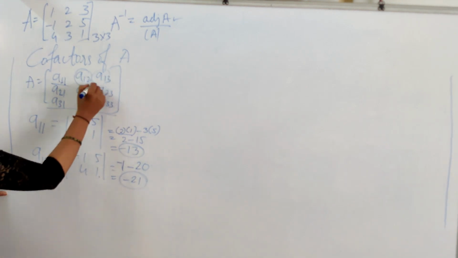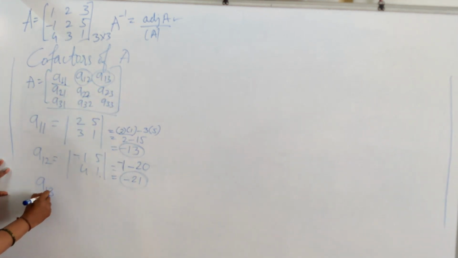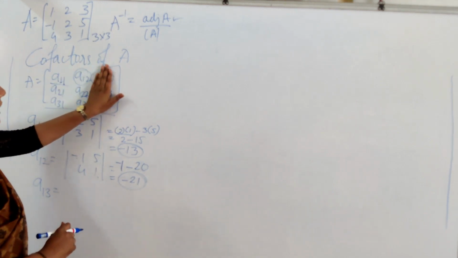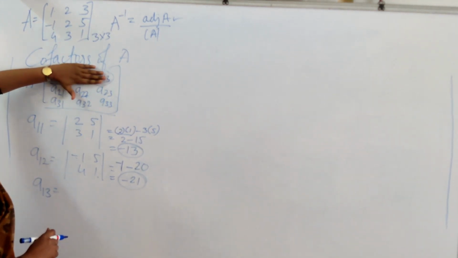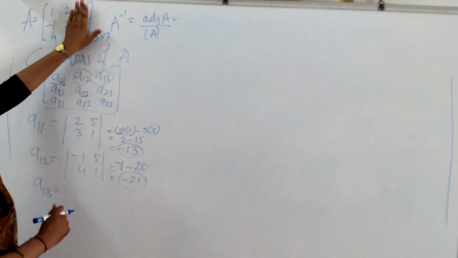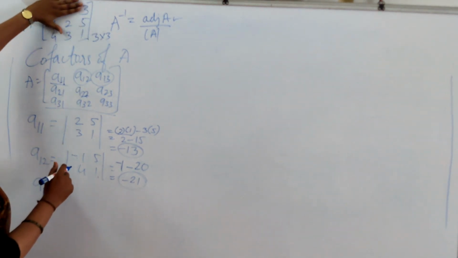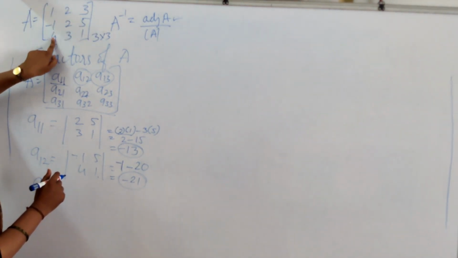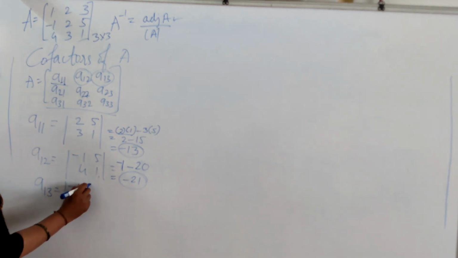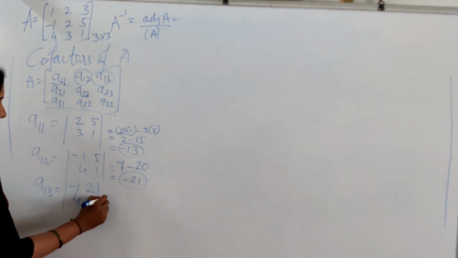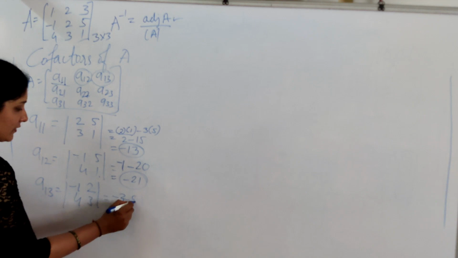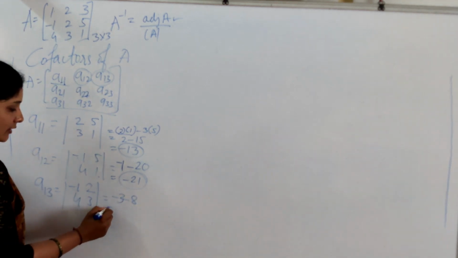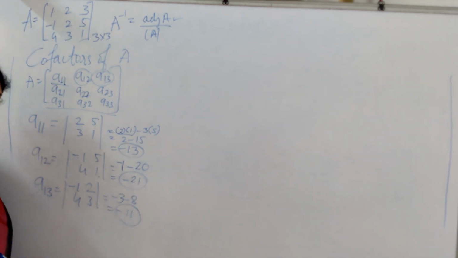Next, A13. A13 means leave the last column and first row. So, what is left here? Minus 1, 2, 4, 3. So, here it is minus 3 minus 8. Therefore, it is minus 11.